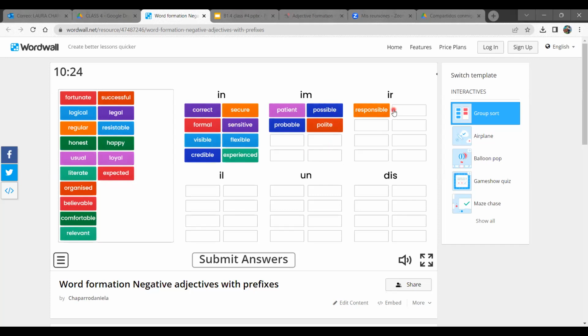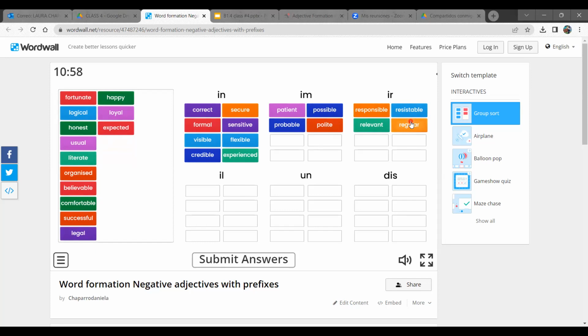With ir, which ones? Responsible, irresponsible. Irrelevant. Relevant, irrelevant. Regular, irregular. Irresistible, yes. Where is regular? Oh, there we go. Okay, no more for here. Responsible, irresponsible, resistible, irresistible, relevant, irrelevant, regular, irregular.